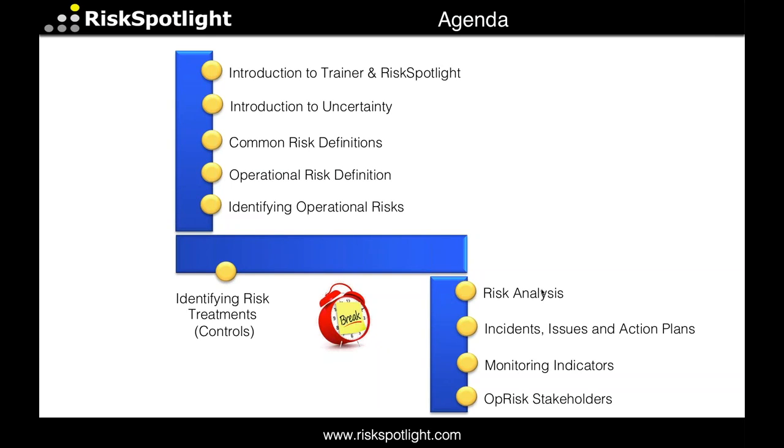And then we will look at the concept of monitoring indicators. So that's where you can set up risk indicators or control indicators to monitor the risk on an ongoing basis. And in the end, we will cover the topic of various operational risk stakeholders who are involved in management of operational risk in a typical organization.